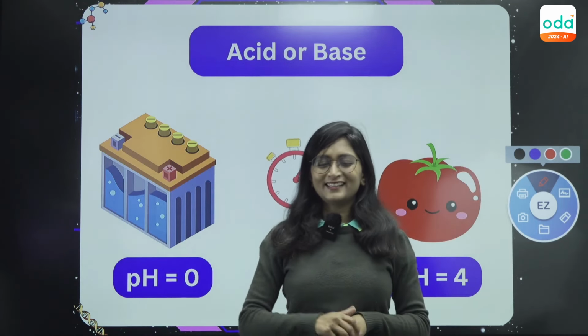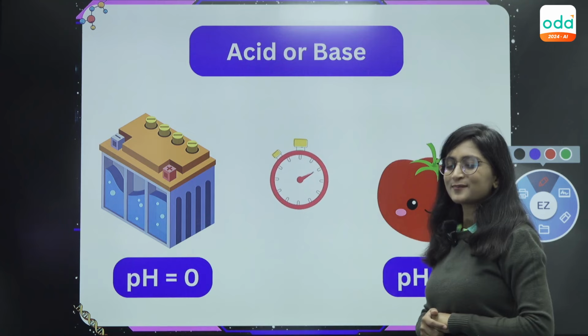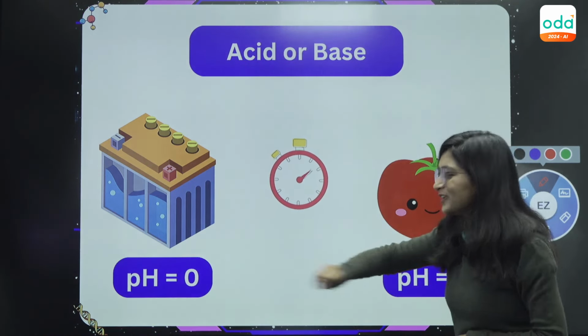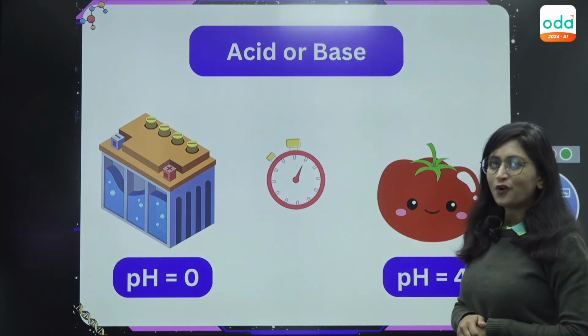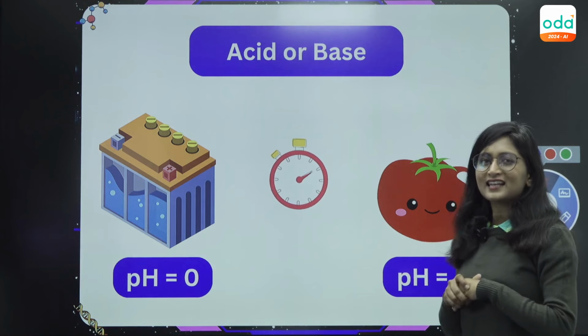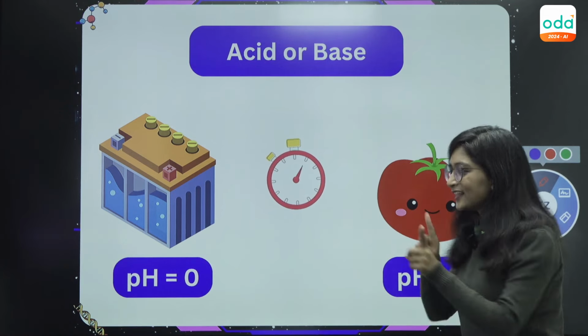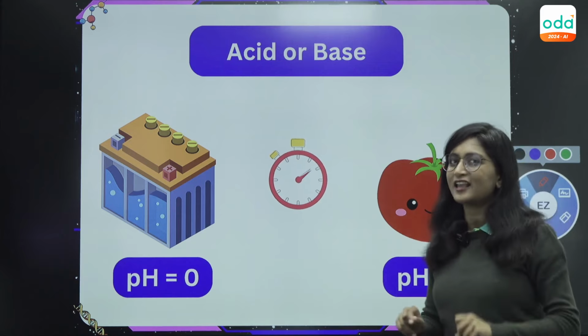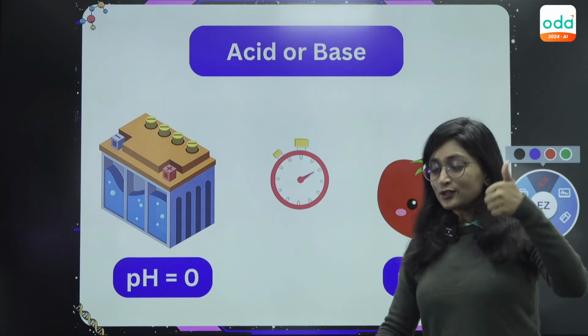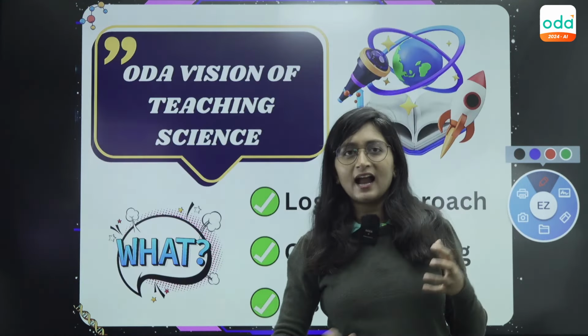What about this? Which one is an acid? Which one is a base? So let me tell you here, pH 0 and pH 4. Which of these is an acid? Let me tell you that both of the values are lesser than 7, so both of them are actually acidic. Right? So you have got the conceptual understanding.